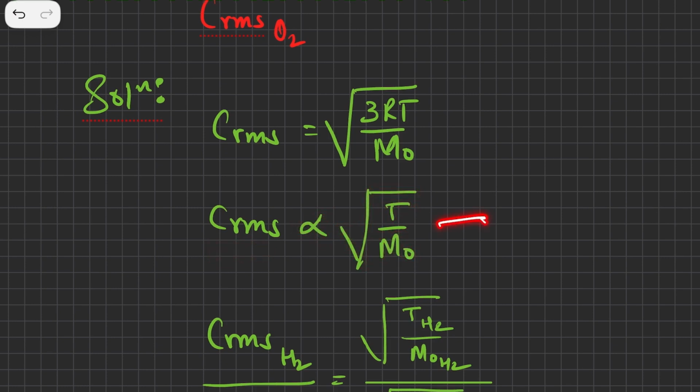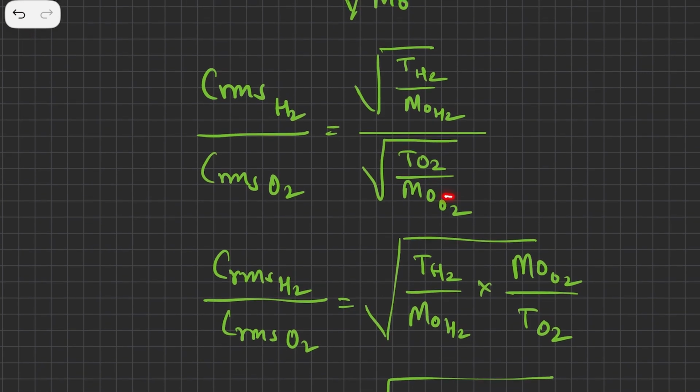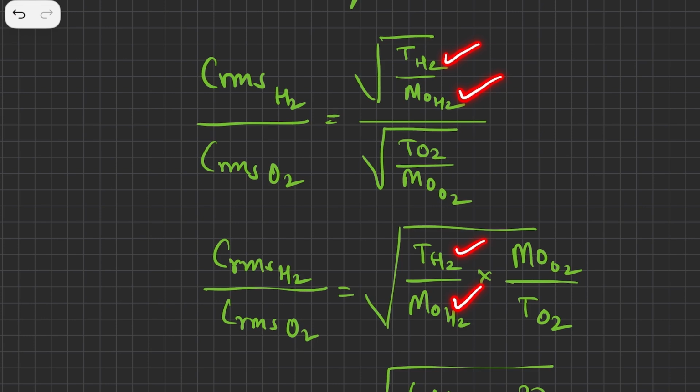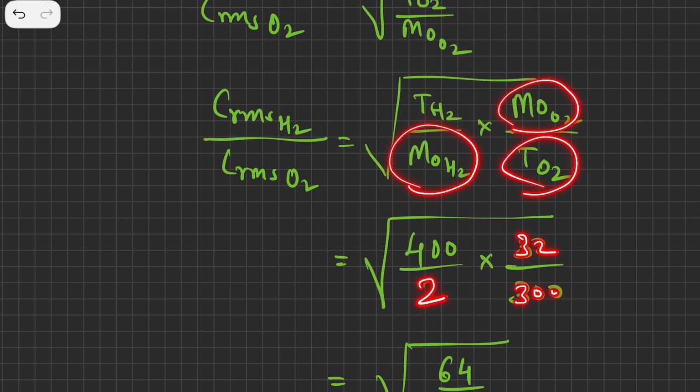Now I'll create two equations out of this one equation, one for hydrogen and the other for oxygen. So if you see hydrogen, this is oxygen. Now this is denominator, I'll take this up, this goes up, so M0 of O2 goes up and T of O2 remains downstairs. These two quantities as it is. Now temperature of hydrogen is given as 400, molar mass is 2, molar mass of oxygen is 32, temperature of oxygen is 300.